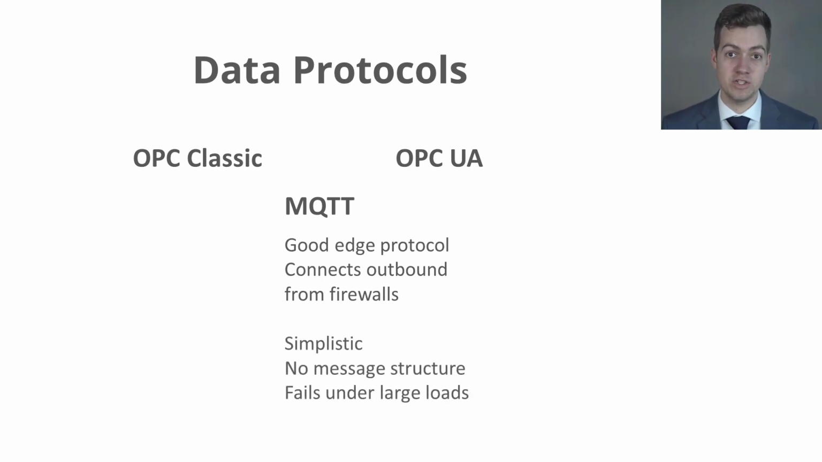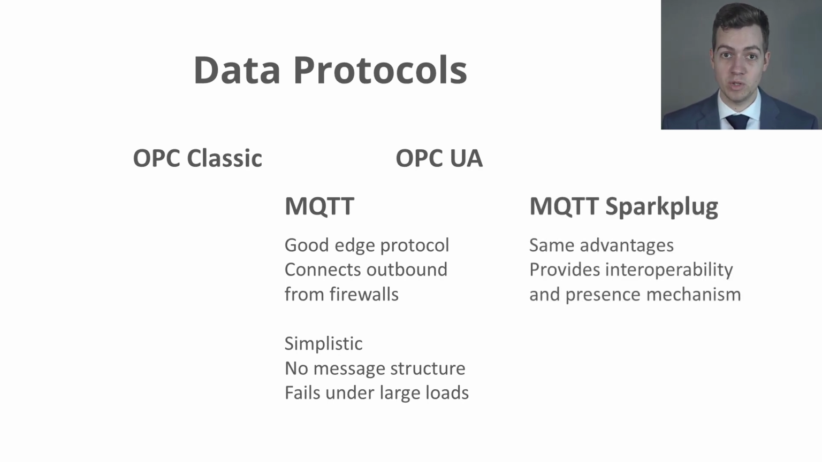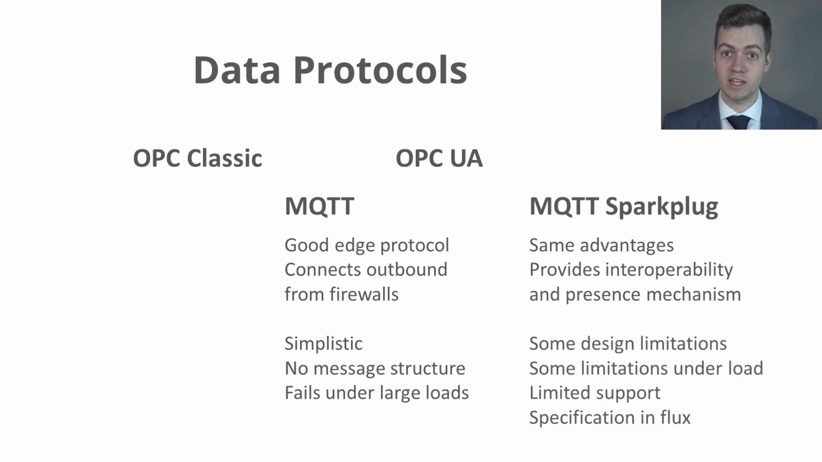It does not define a message structure, so there is no interoperability. It is not suitable as a backbone protocol for OT to IT or IoT, and it can fail under a large load. MQTT Sparkplug was built on MQTT and has the same advantages while also providing interoperability and a presence mechanism. So it is more useful for OT to IT applications. However, it still inherits some of the limitations of MQTT that can cause issues under load. In addition, Sparkplug has not yet achieved wide industry support, and the specification is in flux.